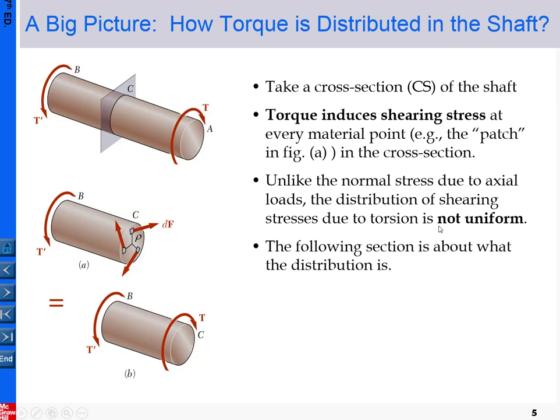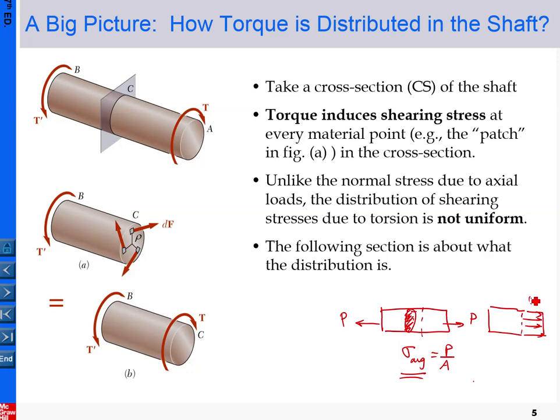This is very different from what we have learned from previous chapters. From chapter 2, our model is this is the force, and this is the cross section, and we know the average stress equals P divided by A. Under that situation, the stress is the same everywhere, at any point on the cross section. So let me take the free body diagram here. In the free body diagram, our expression of the stress is like this. That is uniform.